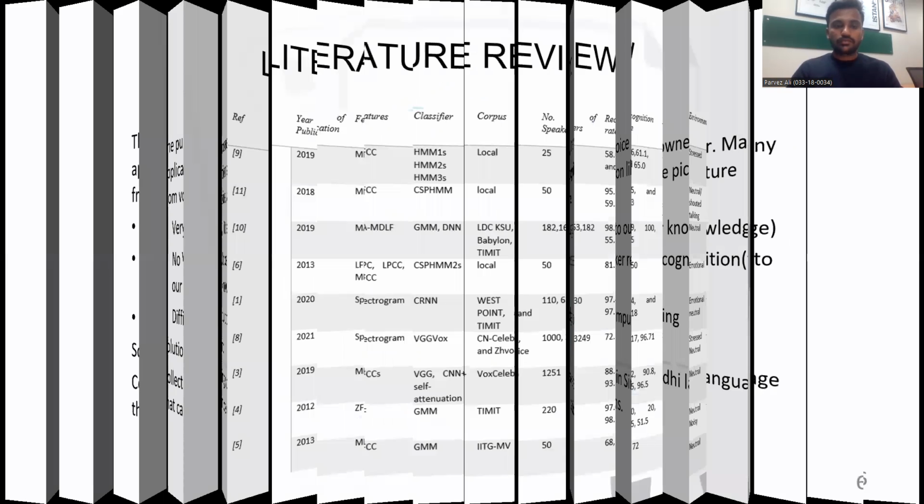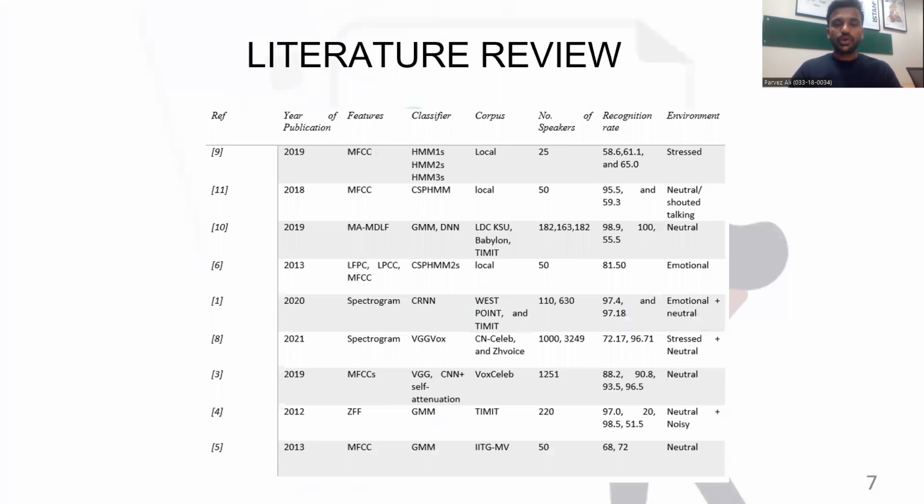So for the literature review, we have read some papers in which most of the researchers have used MFCC, LPCC, spectrogram, these kinds of features to find the spectral values of a voice signal. And they have used classifiers like HMM, hidden Markov model, Gaussian mixture model, recurrent neural networks, convolutional neural networks, and the data sets that they have used are available on the internet.